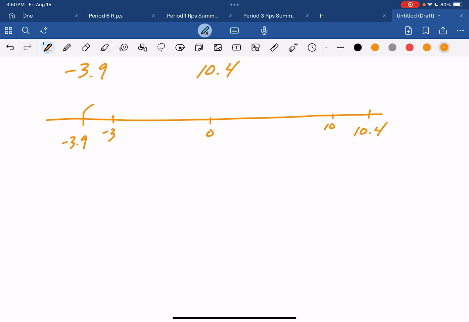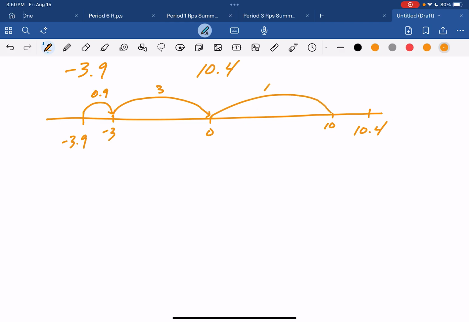So I'm going to make jumps from negative 3.9 to negative 3. And that would be a jump of 0.9. Now again, we're just thinking about the distance, and if we were going in that direction, it would be positive as well. But the direction really doesn't matter so much right now. That jump is going to be 3. This jump is going to be 10. And this jump right here is going to be 0.4.